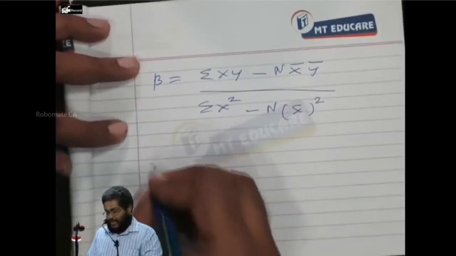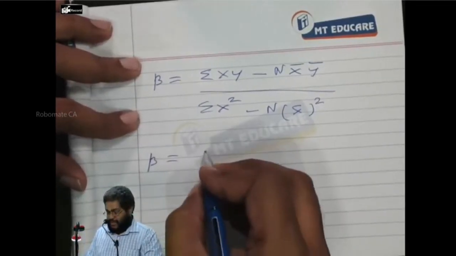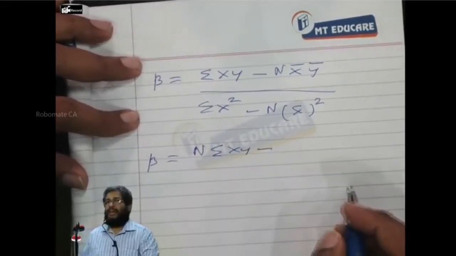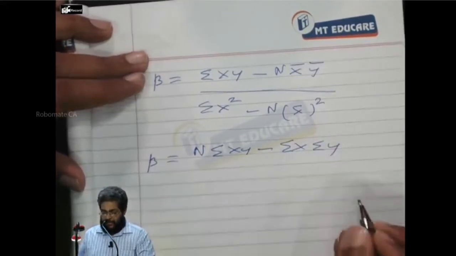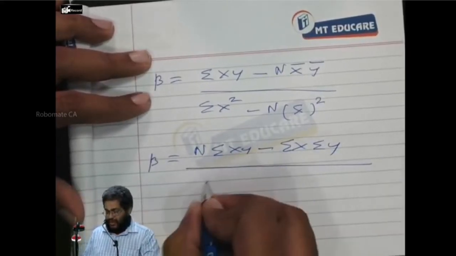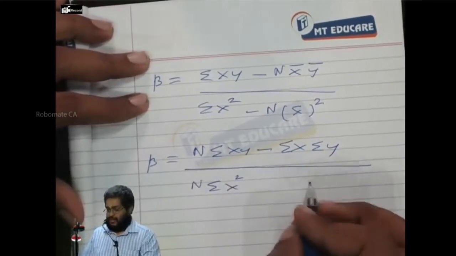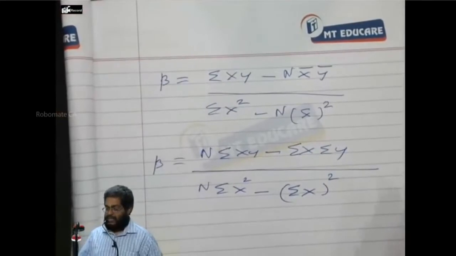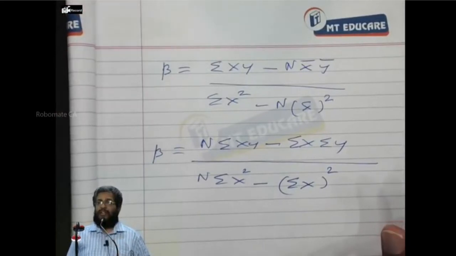Now, there is one more formula. Beta is equal to n sigma xy minus sigma x into sigma y, divided by n sigma x squared minus sigma x the whole square. This is the second formula for calculating the beta.